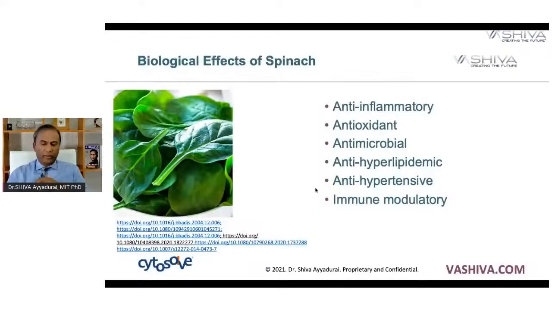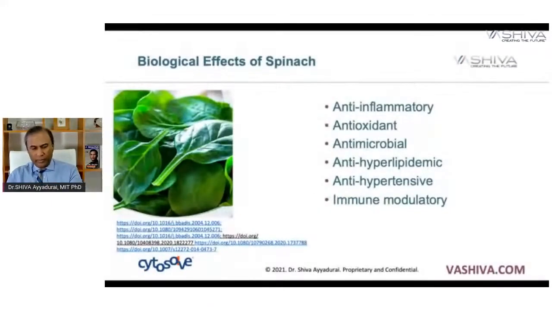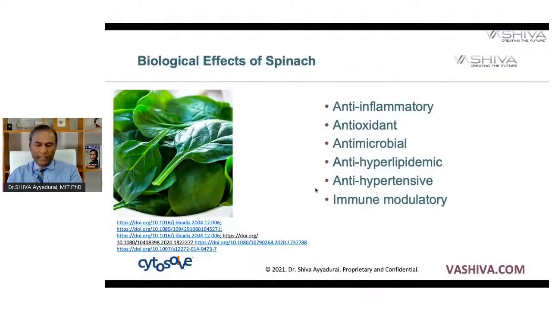So what are the biological effects of spinach? Well, one of the important biological effects of spinach is, or not one, but the following 6: it's an anti-inflammatory, antioxidant, antimicrobial, antihyperlipidemic, which means it breaks up fat, antihypertensive because it lowers hypertension, and it modulates the immune system.